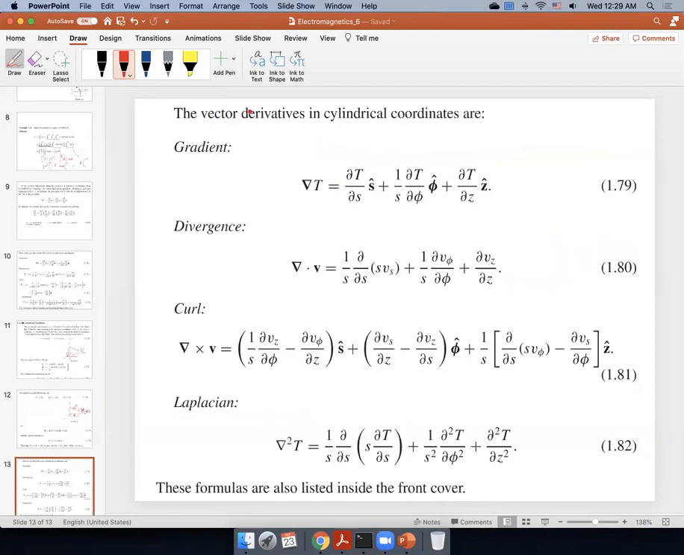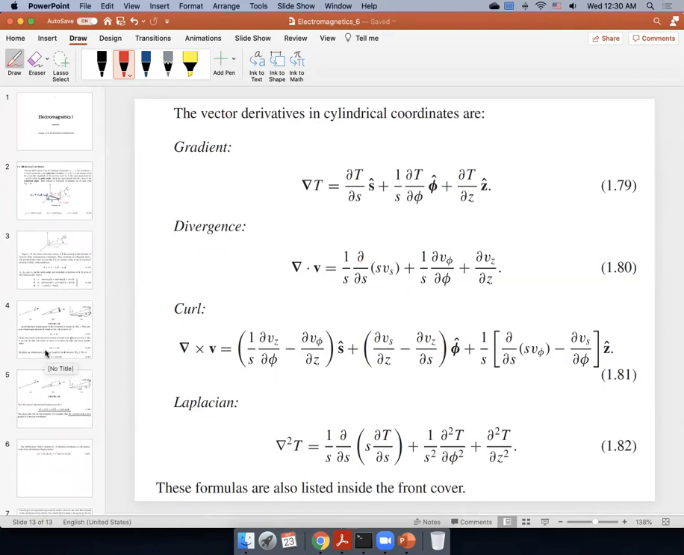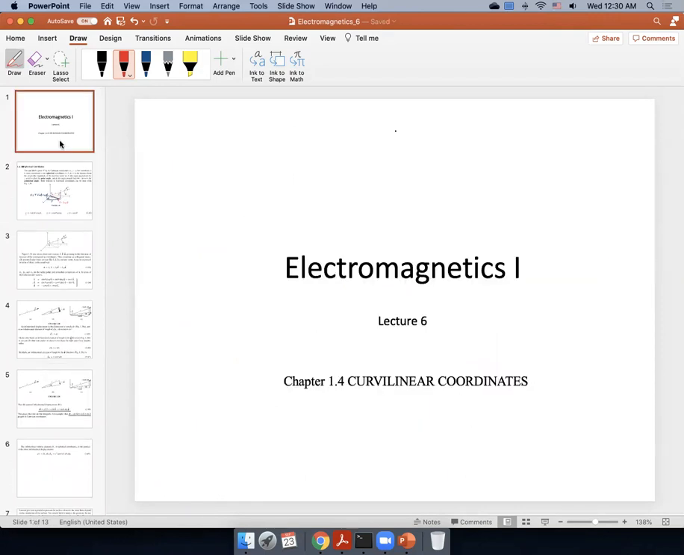And then the vector derivatives in cylindrical coordinates can be written similarly in those four equations: gradient, divergence, curl, and Laplacian. The formulas are also listed in the front cover, so you don't have to remember those equations. You can always go to the textbook to refer to them. Okay, so that's all the knowledge you have to know for cylindrical and spherical coordinates. So that's our lecture 6.